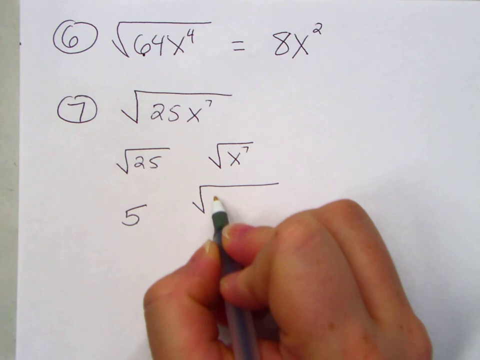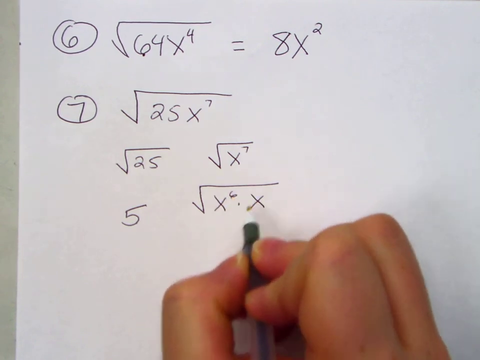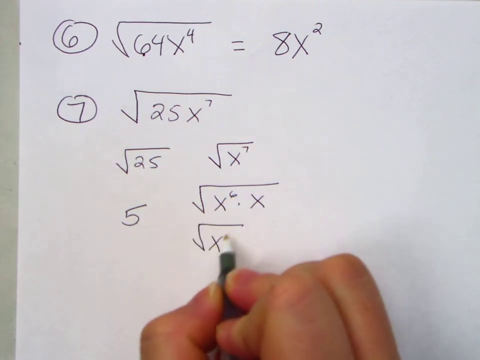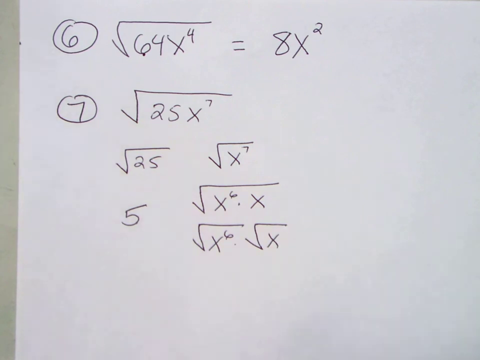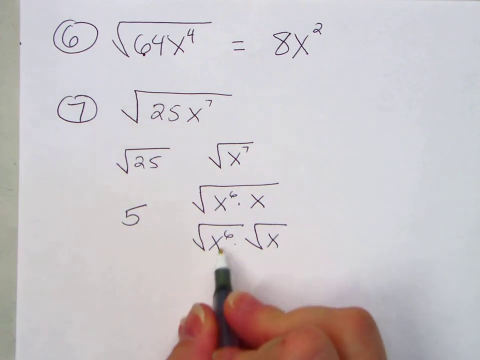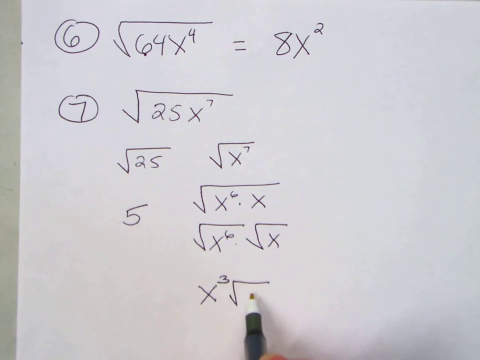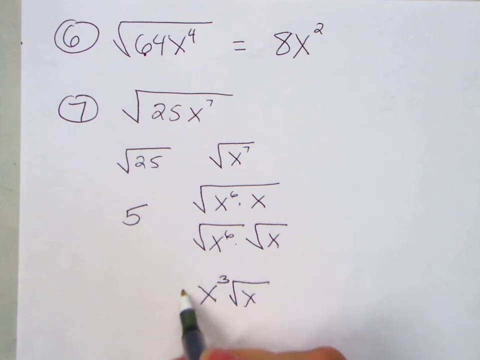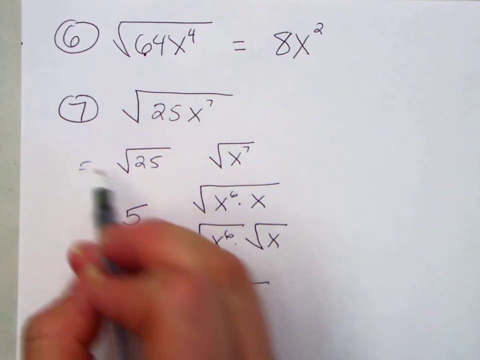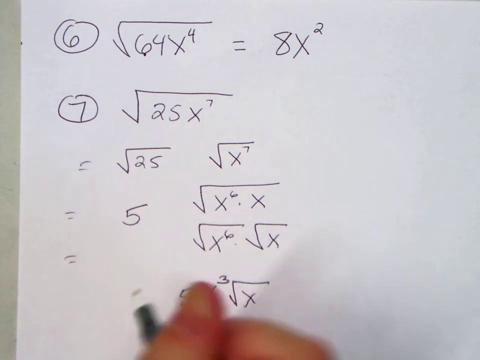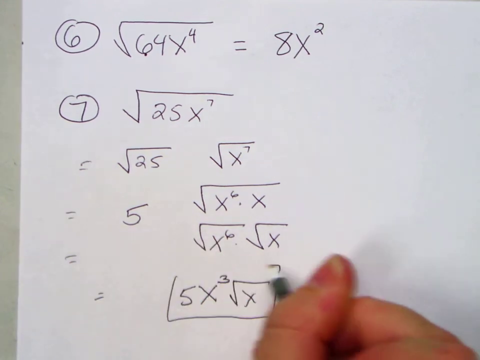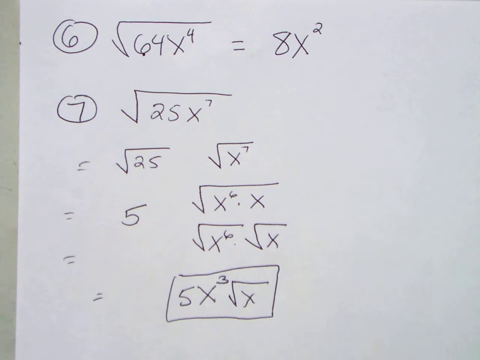We need to make it even. X to the 6th times x. X to the 6th radical x. What's the rule? Divide by 2. That x is just chilling, and then bring the 5 down. That's the answer. I know that one's a little weird.